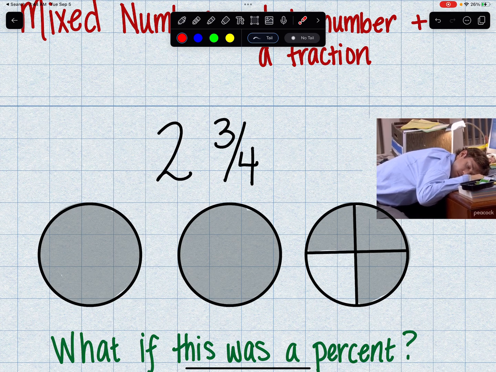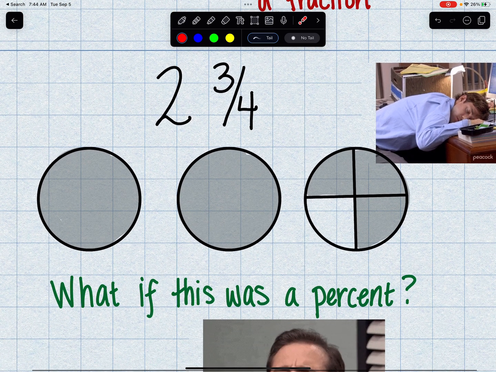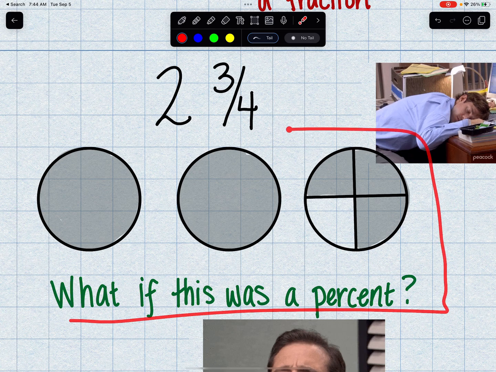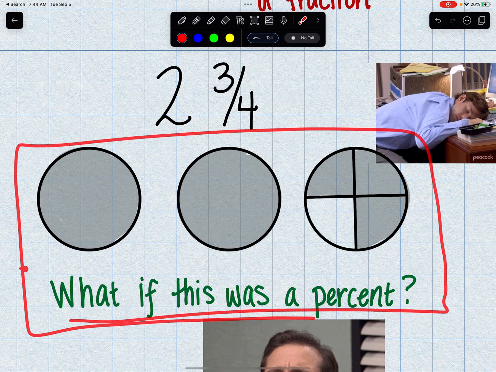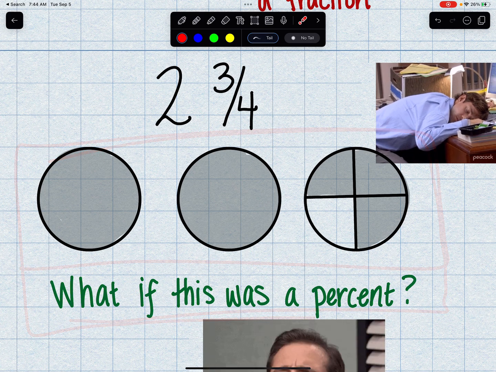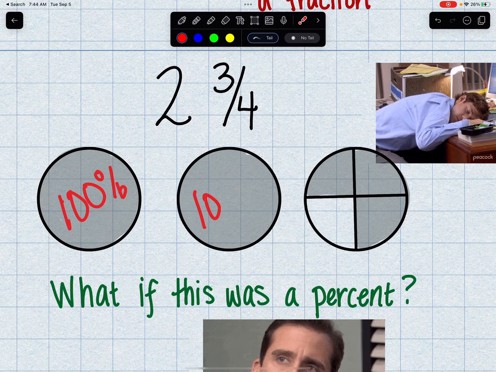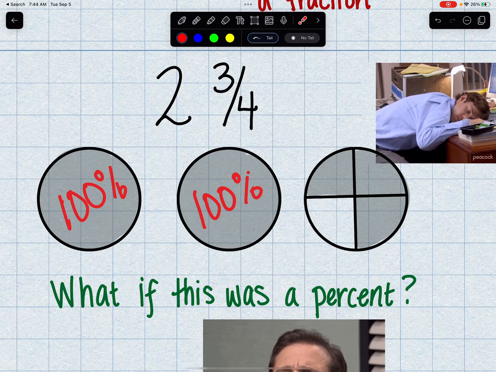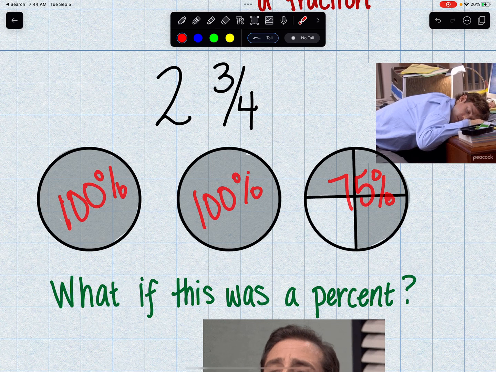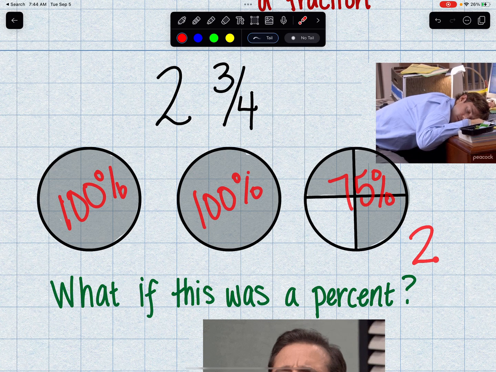Okay, what does this mean if it's a percent? What if this was a percent? If you had to say what percent is this, all 3 of these? Well, this is going to be 100%. This is going to be another 100%. And then this is going to be 75%. So all you do is you add that up, and it's going to be 275%.